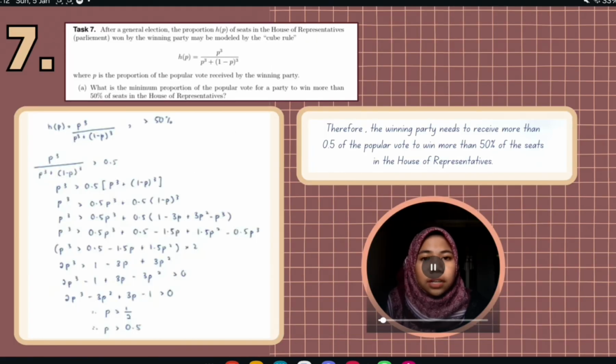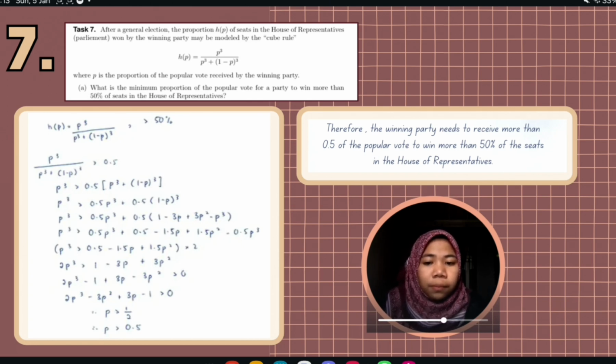Hi, my name is Fasihah. My matric number is 228741. I will explain number 7. So we need to solve the inequality first. Given HP is more than 0.5, then cross multiplying and simplifying, we get PQ more than 0.5PQ plus 0.5 minus 1.5P plus 1.5P squared minus 0.5PQ. We multiply both sides by 2, and we get 2PQ more than 1 minus 3P plus 3P squared.